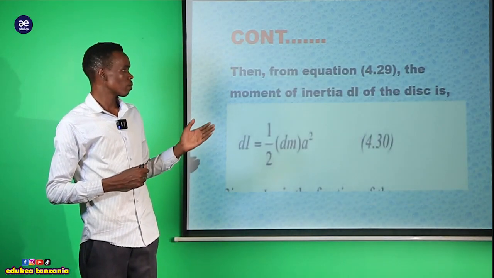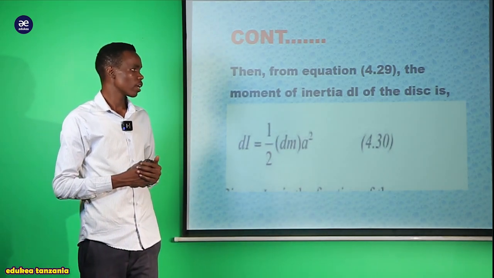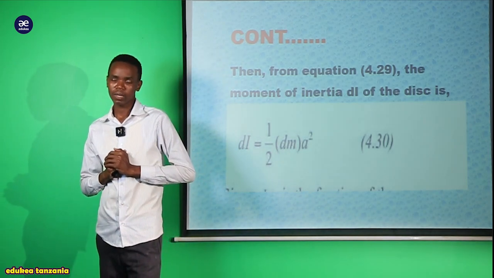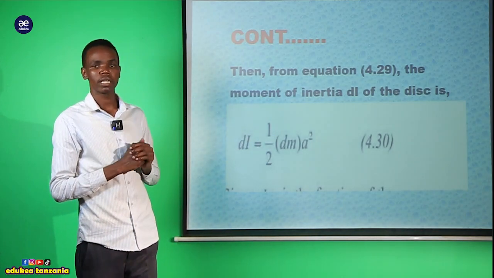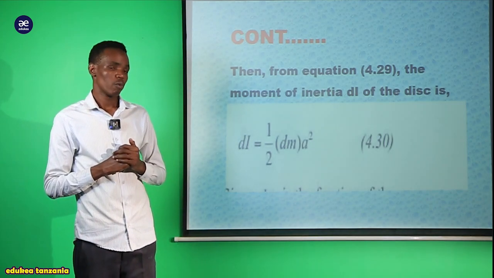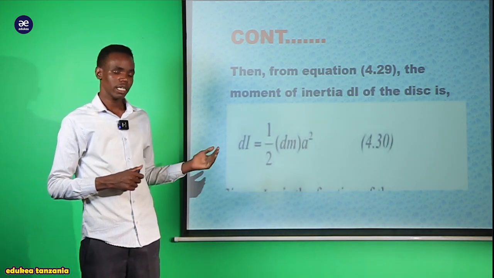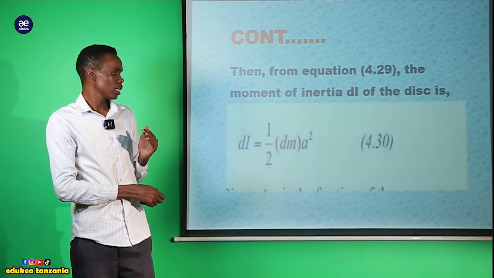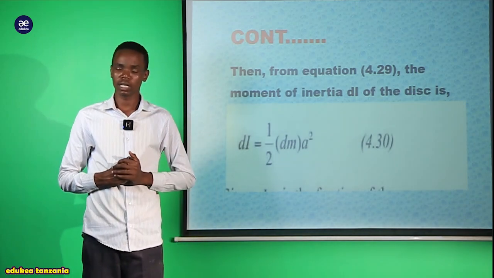Now, from our equation number 4.29, the moment of inertia dI of the disk is given by this. Let us recall how we get the moment of inertia. It should be represented by dI, because for a small change of the solid sphere, we consider only a small change. So dI, which represents the small change of the moment of inertia, must equal half times dm times a squared.